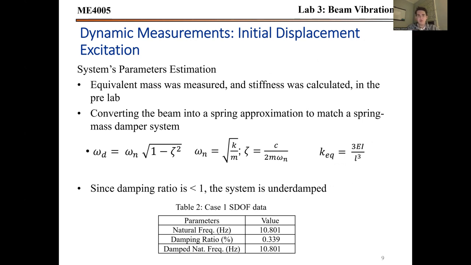Equivalent mass was measured and stiffness was calculated in the pre-lab, converting the beam into a spring approximation to match a spring mass damper system. These equations were used to do so. Since the damping ratio is less than 1, the system is underdamped.